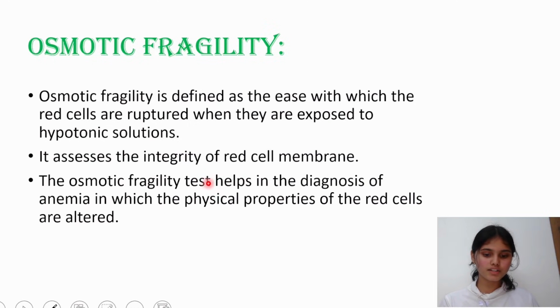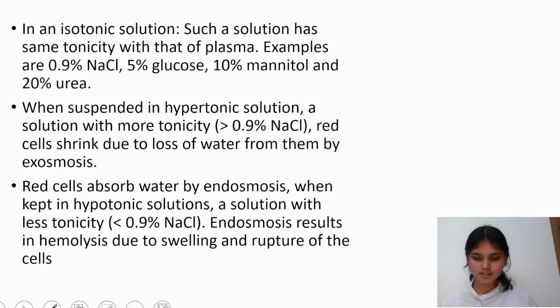The osmotic fragility test helps in the diagnosis of anemia in which the physical properties of the red cells are altered. Anemias like megaloblastic, microcytic, iron deficiency, all of the anemias will have different blood pictures with different shapes and different protein deficiency. Therefore, anemia could be one of the causes where you would see osmotic fragility in the RBCs.